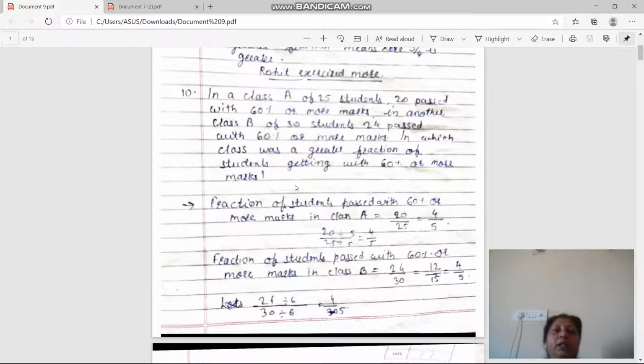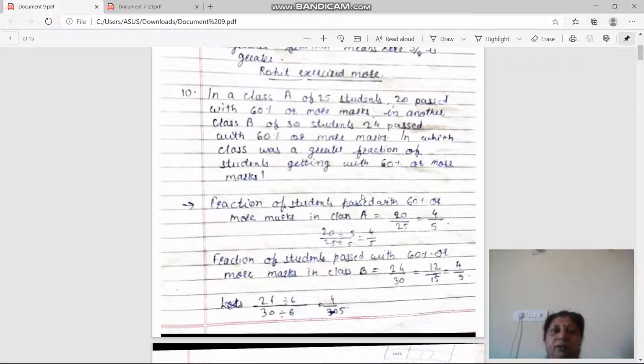In class A, how many total students are there? 25. And how many passed with 60 or more marks? 20. So what will the fraction be here? 20 upon 25, right? So how will we write it? Fraction of the students who passed with 60% or more marks in class A is equal to 20 upon 25, right? Now if we simplify this, we get 4 upon 5. How? Because the HCF is 5. 5 fours are 20 and 5 fives are 25.